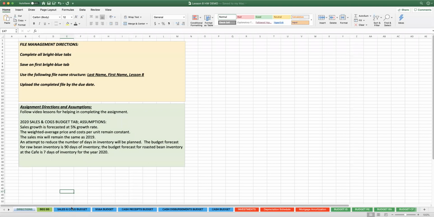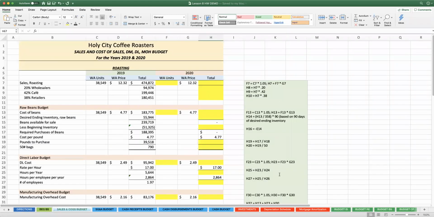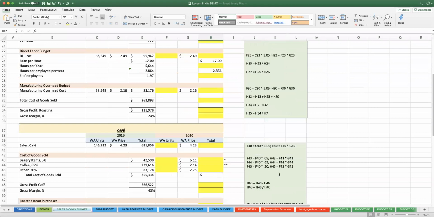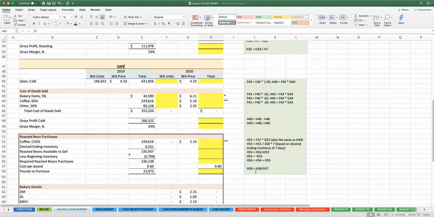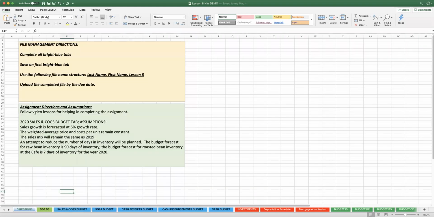So again, we're working on this first tab. I've given you some directions, and I'll just keep building these out in the videos so that you've got directions for each tab. These are the basic assumptions that we're making for building the budget. And then of course, you've got these videos for helping you along in completing the assignment. Also within each tab, you have a set of written instructions for the formulas in case you get a little bit confused while you're going through the video. So hopefully both those things will be enough support to get you through.